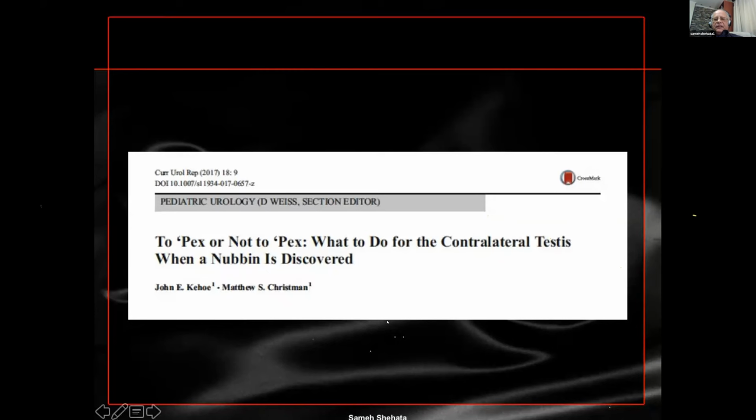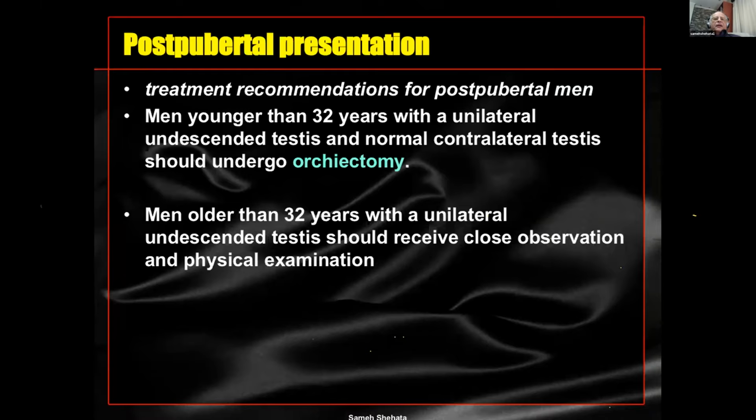Now we come to the post-pubertal presentation. You have a boy coming with unilateral undescended testis at the age of 14 years, 15 years. So what are you going to do? These are the recommendations. Younger than 32 years with unilateral, you do orchiectomy. And men older than 32 years, you can have close observation and physical examination. This comes from the relative danger of having malignancy and the relative complications of anesthesia. So below 32 years, orchiectomy; after 32 years, observation.